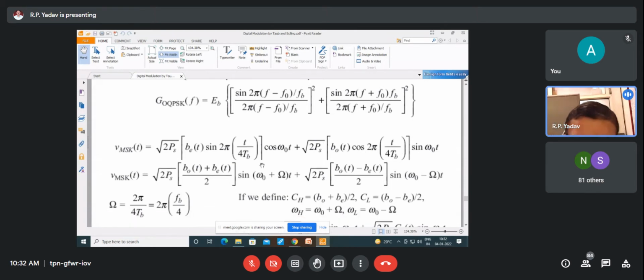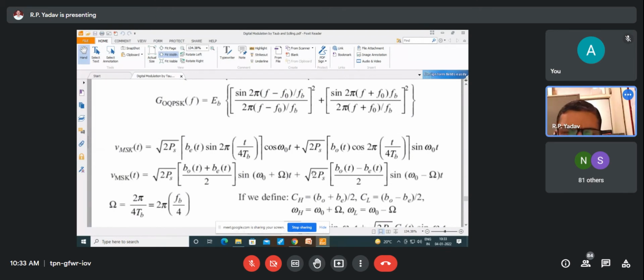Now, if you do a little bit of mathematics here, this is sine A cos B. Similarly here cos A sine B. So you can convert into this form, √2 PS (b even + b odd)/2 sin(ω0 + σ)t, √2 PS (b even − b odd)/2 sin(ω0 − σ)t. Look here, there are 2 carriers, ω0 plus σ and ω0 minus σ. Okay, 2 carrier frequencies corresponding to b even plus b odd.